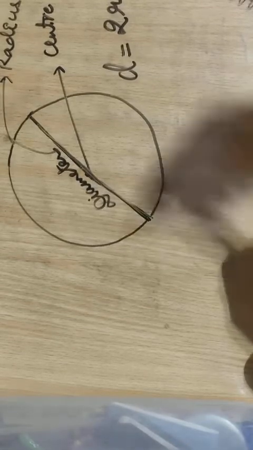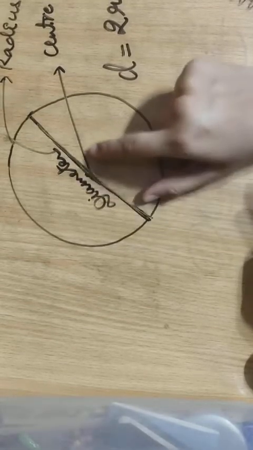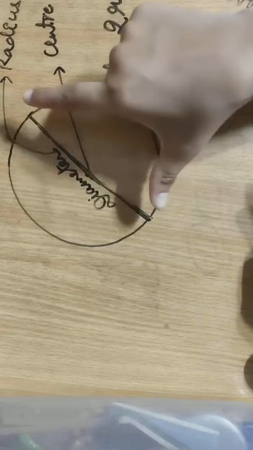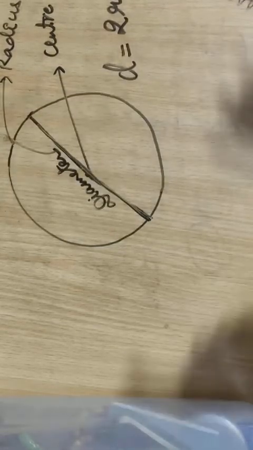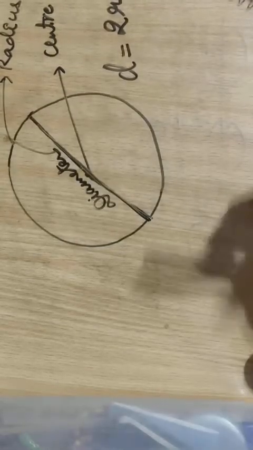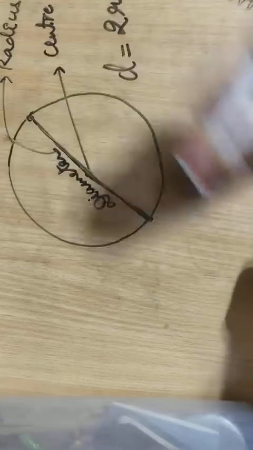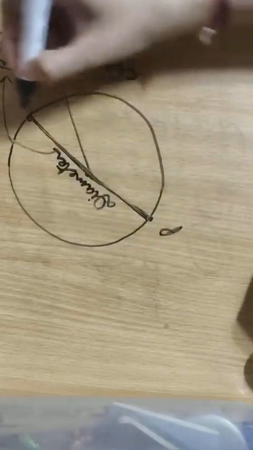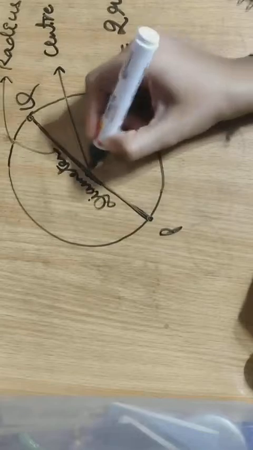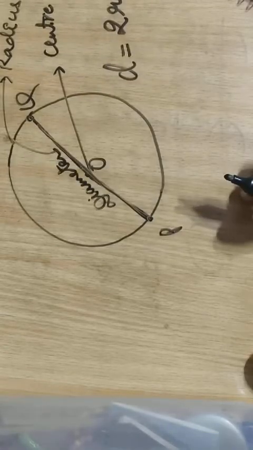Diameter is a line which passes through the center and joins the boundary of the circle at 2 points. Okay, one is this and one is this. So we can name it as PQ is the diameter of the circle, OQ is the radius of the circle.